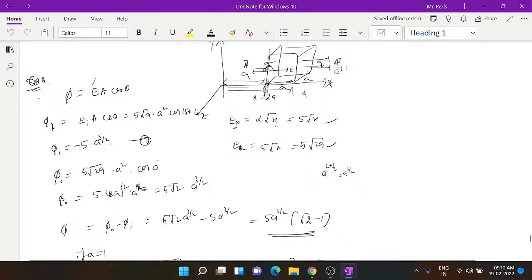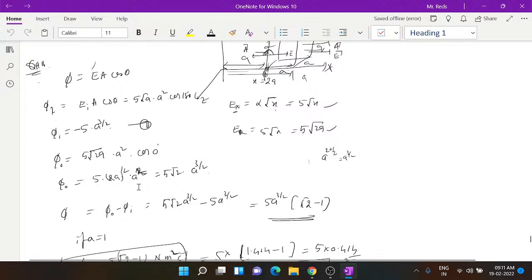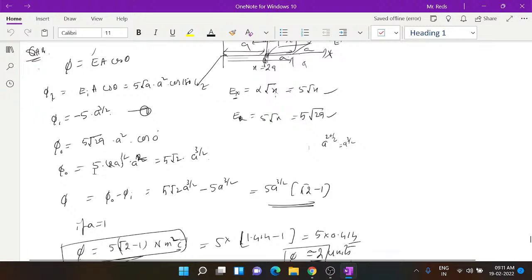Whereas the outward flux through this surface: it is at a distance from the origin of a, and the side length is a, so a plus a, 2a, will be the distance. So as x is equal to 2a here, you can write it as 5 root 2a into area a square, and theta is 0, cos 0, as the electric field and area vector are both parallel. So it will be 5 root 2a into a square. This I can further write as 5 root 2 into a power half into a square, which becomes a power 5 by 2. So this is the outward flux.